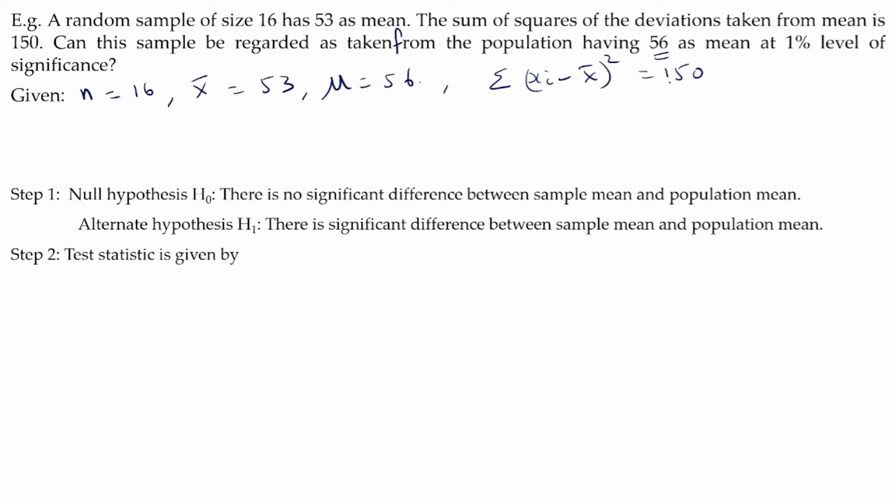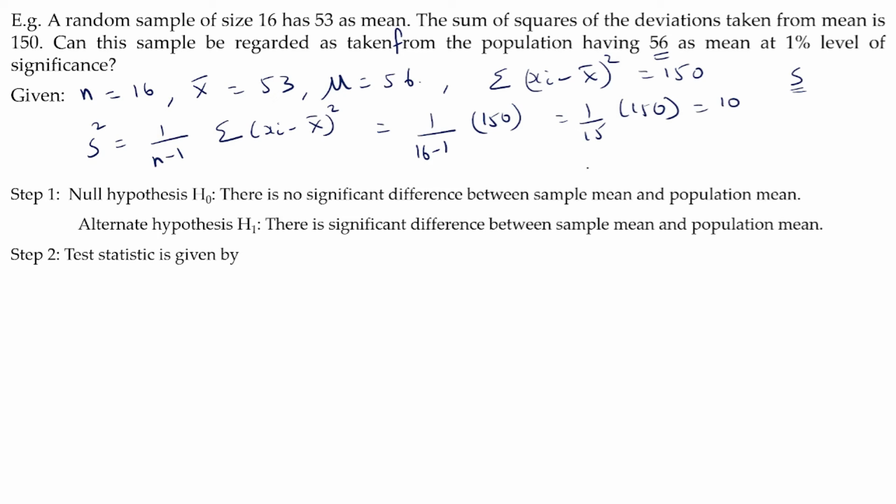Now for finding t we need s. So let us find the value of s square and keep it here. So s square equal to 1 by n minus 1 summation xi minus x bar the whole square. So it is equal to 1 by 16 minus 1 into 150. So it is 1 by 15 into 150, which is 10. So s square is 10, which means s is equal to root 10.